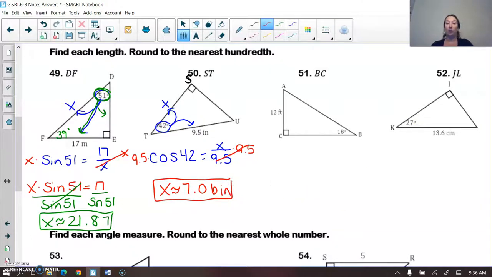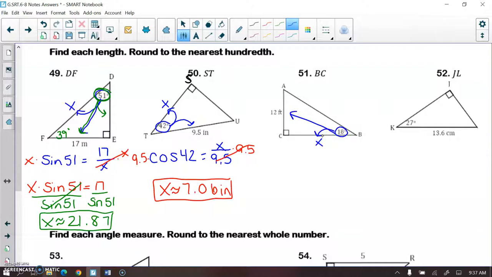Okay, looking at my next one, I'm trying to find BC. So I'm going to label BC as X. Using the angle that I'm given, I have the opposite leg, and I want to find the adjacent leg. Opposite over adjacent is tangent. So I'm doing the tangent of that 18-degree angle is equal to 12 over X. X is in the denominator, so I'm going to multiply both sides by X to get it out.